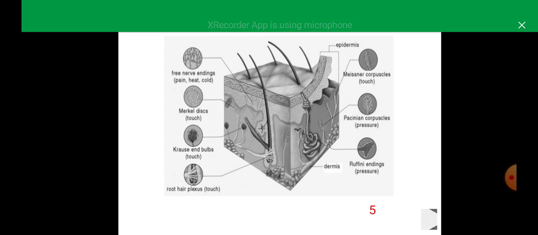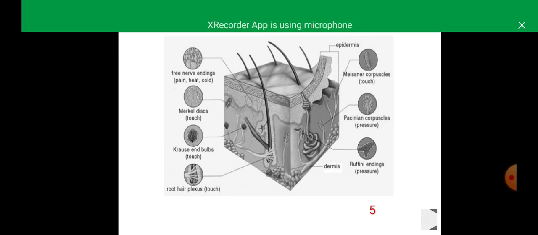Next, the structure of the skin. This is how our skin looks internally. The skin is made up of 2 major layers. The outermost layer of the skin is what we refer to as the epidermis, as you can see in this diagram, while the innermost layer of the skin we call the dermis. And each of these, the epidermis and dermis, is divided into other layers.